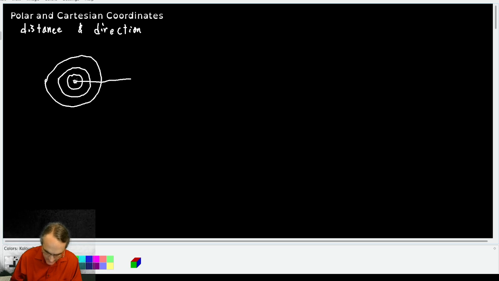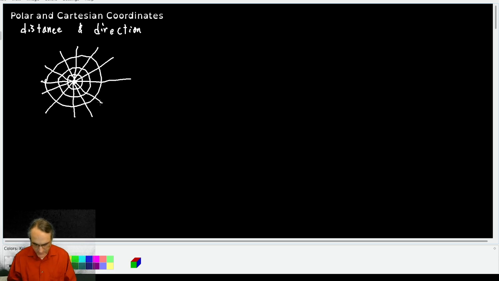Then you have direction. Usually you would do something like every 30 degrees. So 0 degrees along the positive x, 30 degrees, 60 degrees, 90 degrees, and so on, going around counterclockwise.